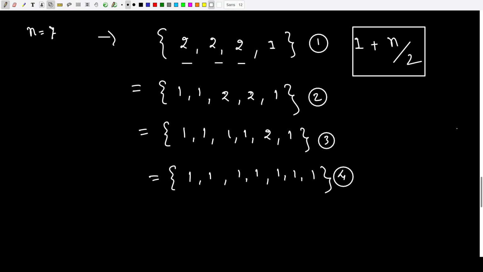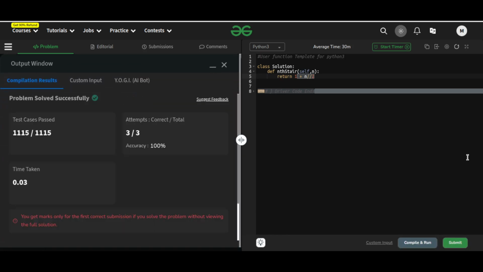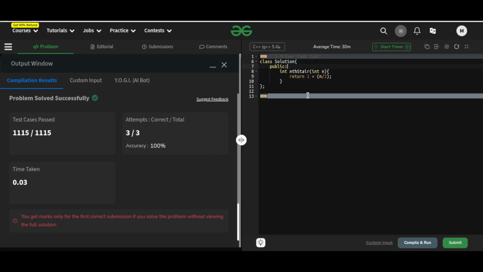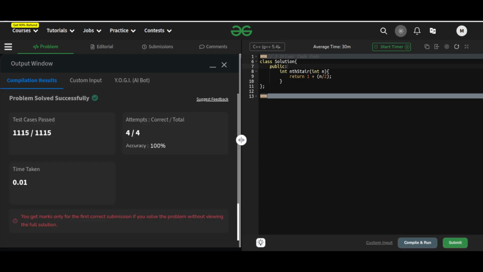Now let us see how we have implemented this in Python and C++. The Python implementation and the C++ implementation are the same, folks, which is we just have to return 1 plus n by 2. Now let us submit our solution. So our Python solution got accepted. Now let us look at the C++ solution. It is also the same, which is 1 plus n by 2. Now let us submit it. So our C++ solution also got accepted.